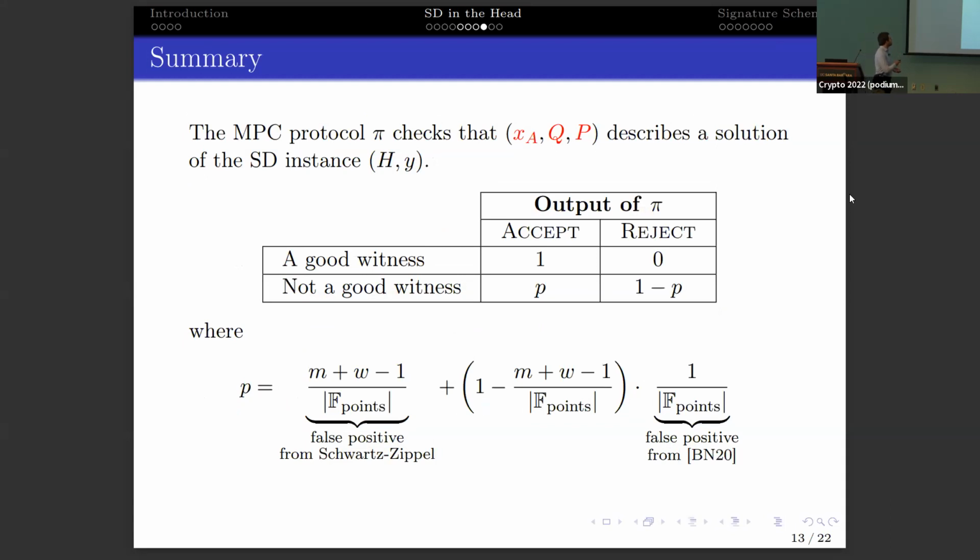To summarize the MPC protocol, we have a protocol that checks if the input is a syndrome decoding instance. If it is the case, it will always output accept. If it's not, it will reject with high probability, and it will accept with small probability, and this probability can be deduced from the last two cases of the previous slides.